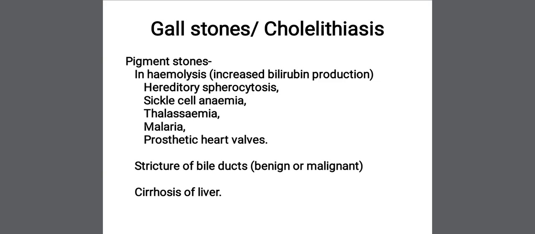hereditary spherocytosis, sickle cell anemia, thalassemia, malaria, and when there is mechanical destruction of red cells by prosthetic heart valves. It is also seen in cirrhosis of liver, and it is seen throughout the biliary tree, including intrahepatic duct.